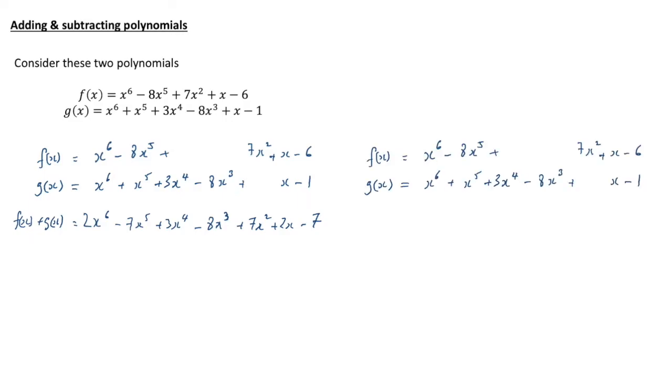Subtraction works in a similar way. We line them up and then we subtract. So when we subtract g of x from f of x, we have x to the power of 6 take away x to the power of 6, which is nothing, so I've just written nothing there.